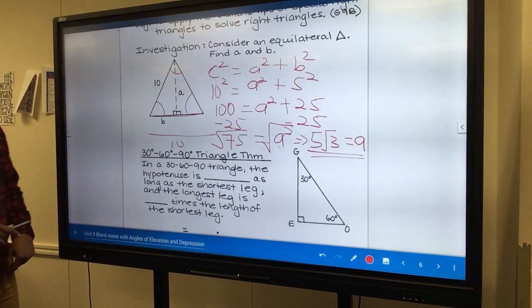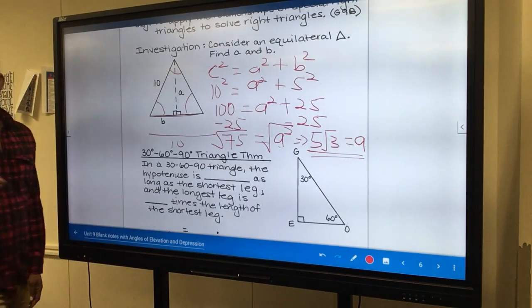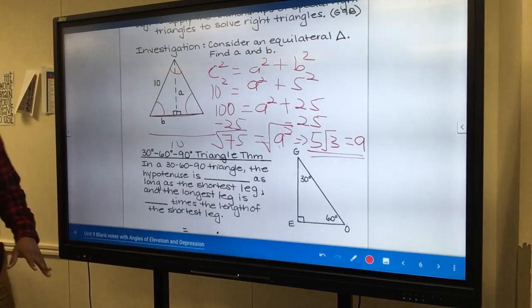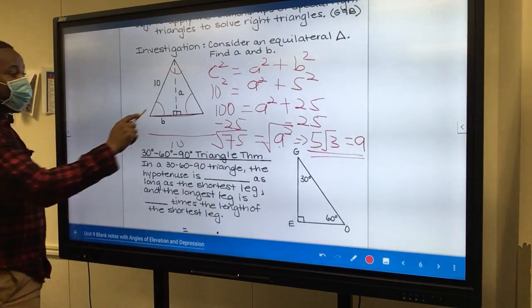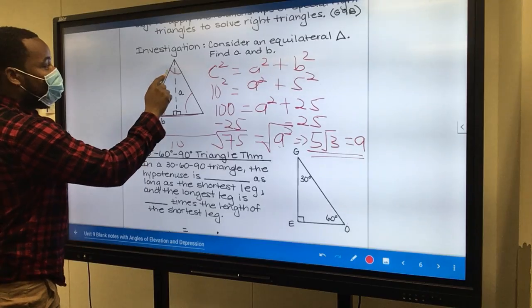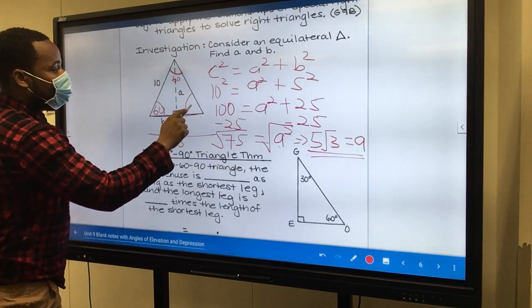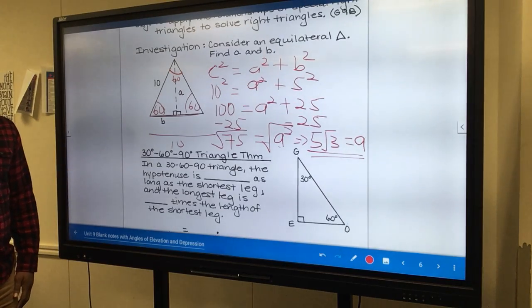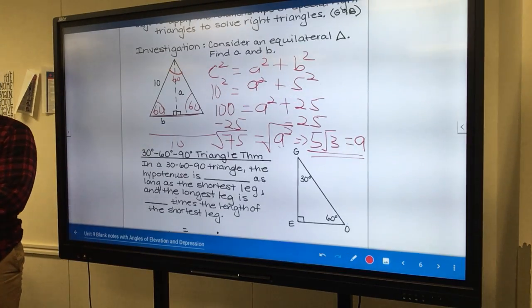All right, so he said 60 because it's an equilateral triangle. Equilateral triangle has all the angles inside equal, right? So if we have this to be 60, everything here will also be 60, and this will be 60 as well, right? You see what I'm saying? So that it adds up to 180.